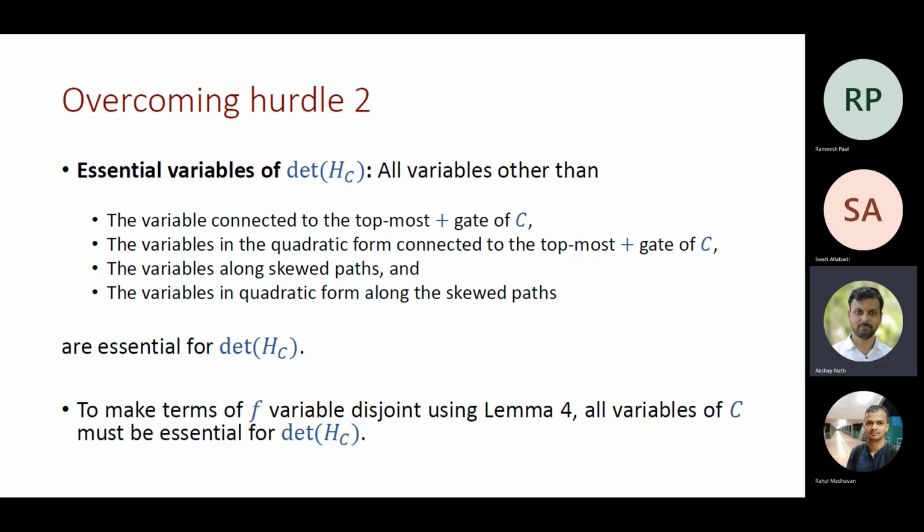However, recall that to make the terms of F variable disjoint using Kayal's approach, we needed all the variables of the Hessian of C to be essential for the Hessian determinant. But only some of them are essential. So how do we handle this case?